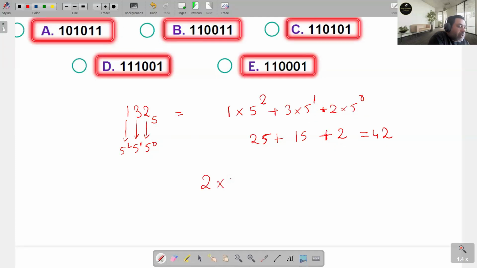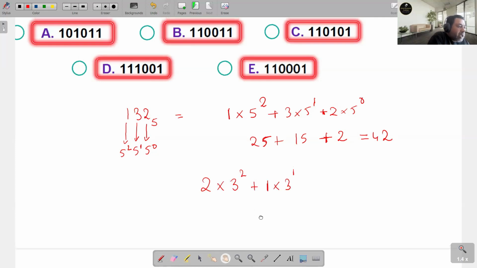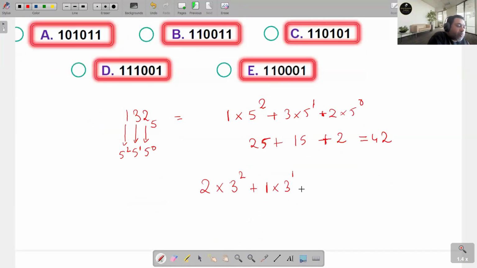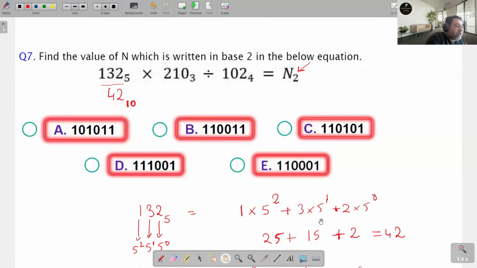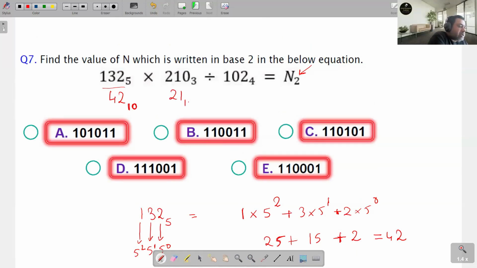So 2 into 3 raised to the power 2 plus 1 into 3 raised to the power 1, and the last digit is 0. So 210 in base 3 will be equal to 0 into 3 raised to the power 0, and 0 into something is 0 itself. This one will be 3 and this one will be 9 times 2, which is 18. So this number is 21. So 42 times 21. This is 21 in base 10.